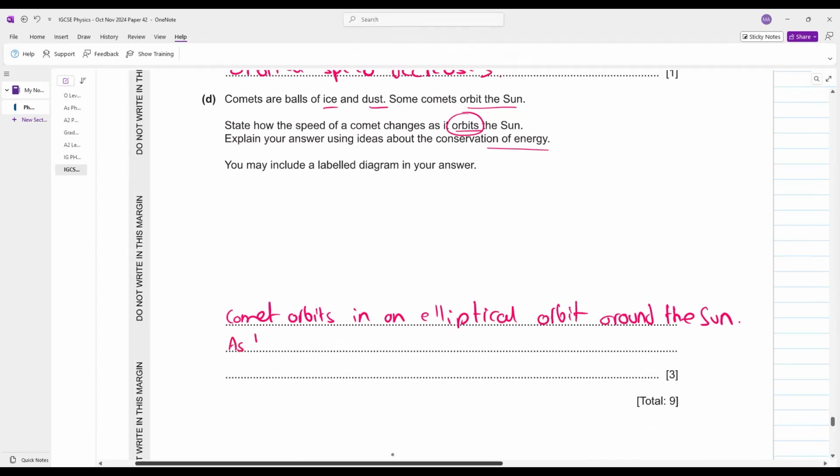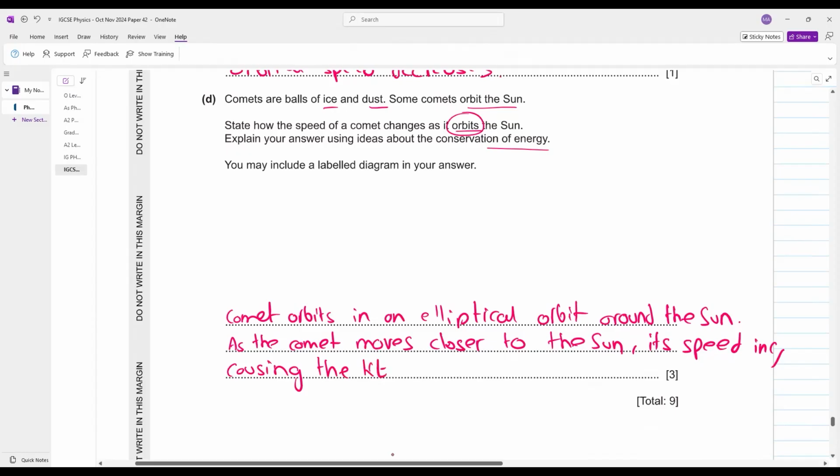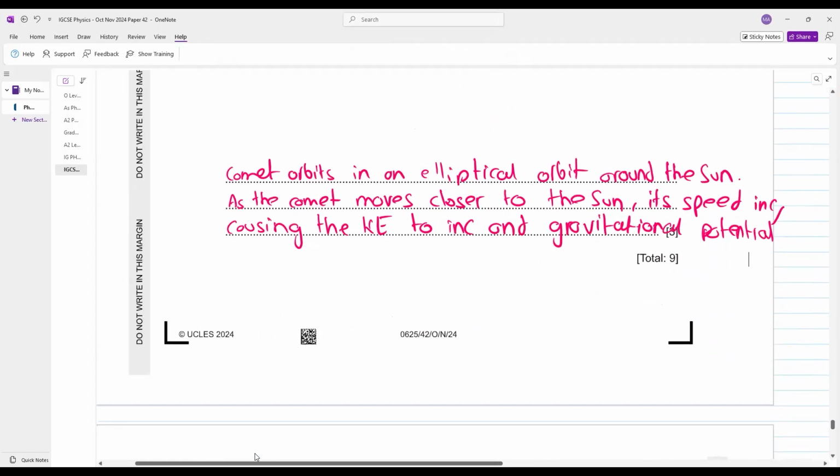As the comet moves closer to the sun, its speed increases, causing the kinetic energy to increase and gravitational potential energy to decrease. Gravitational potential energy decreases.